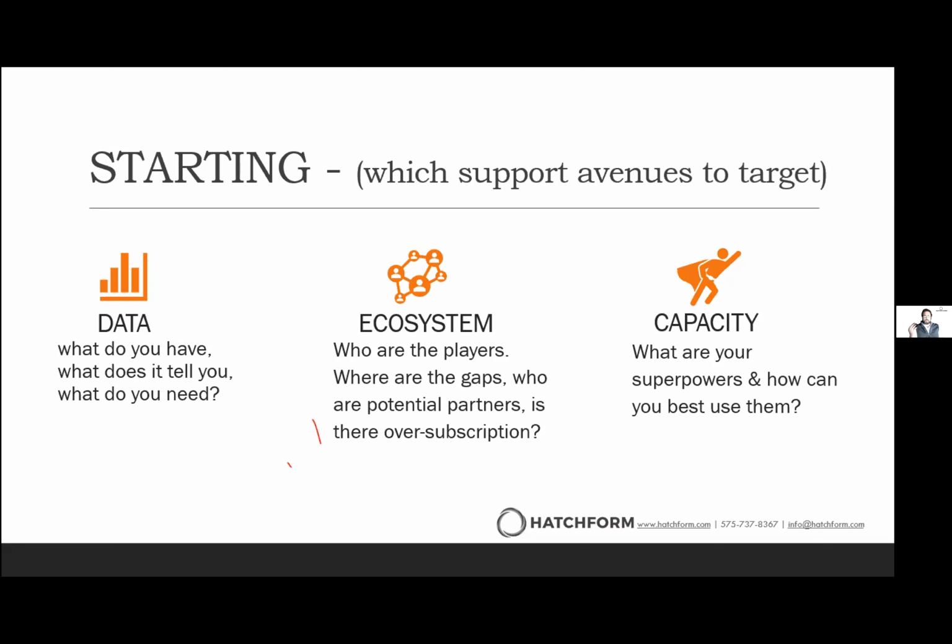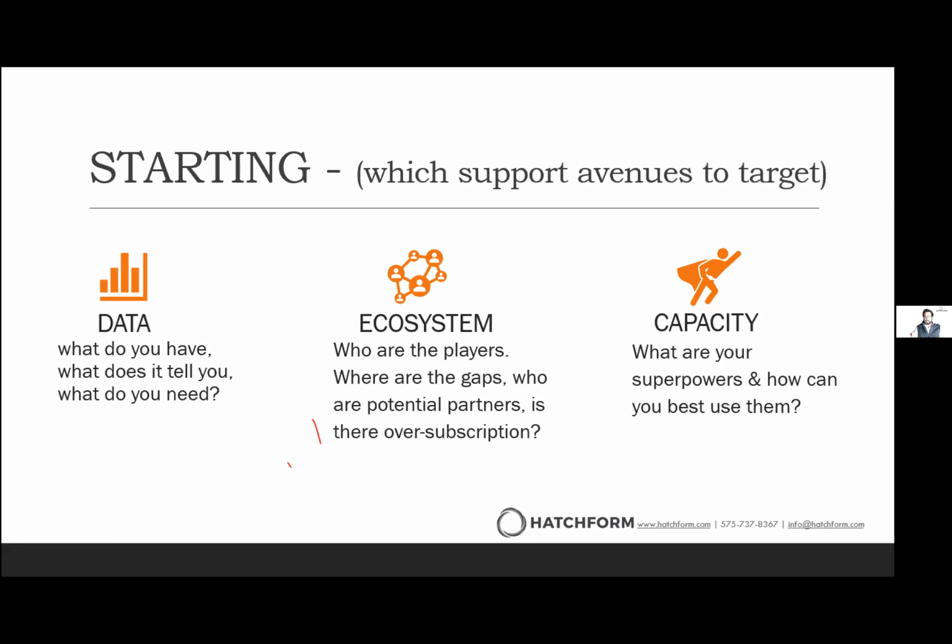Who are potential partners? So where do you see potential for partnership? And then where's there oversubscription? By oversubscription, we mean areas where there's a lot of resources being devoted to that one sector or that one stage or that one type of business or that one type of programming that you can avoid because there's already a lot of support or a lot of activity in that area.